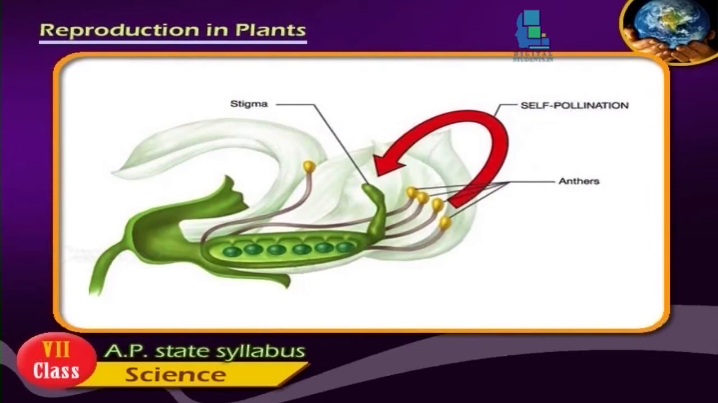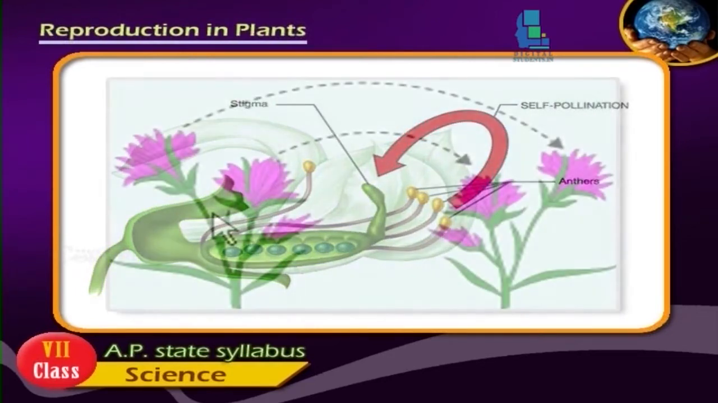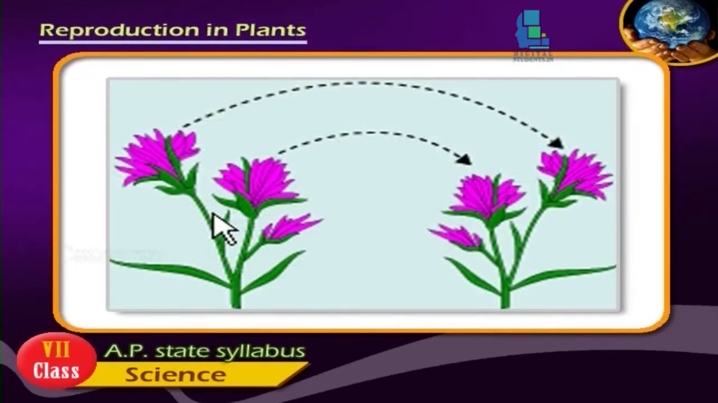The transfer of pollen grains within the flower is known as self-pollination. Transfer of pollen grains from anther of one flower to stigma of another flower of the same species is called cross-pollination.